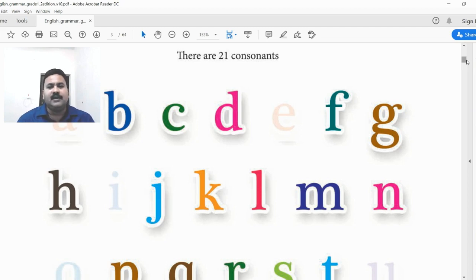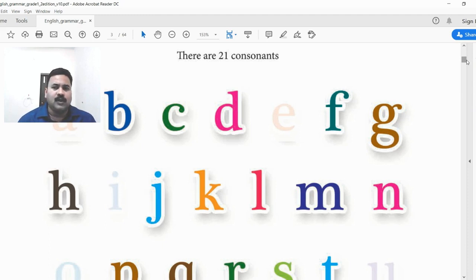When we study articles, we will know when to use an and when to use a. So that is why we need to know the vowels and consonants. These are related to the sounds of the letters.